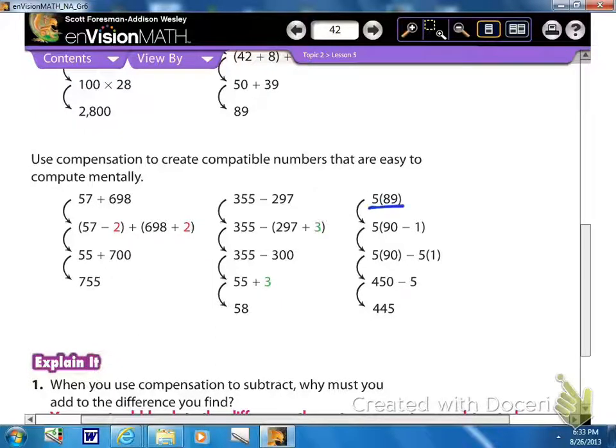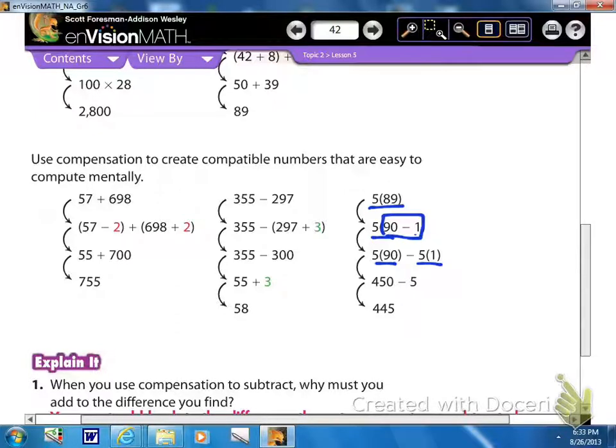5 times 89, this should look familiar. It's not easy to compute mentally, but I can use the distributive property, and I can actually change this 89. Let's say, what would it be if I made it 5 times 90 minus 5 times 1? 90 minus 1 is 89, right? So 5 times 90 minus the 5 times 1.